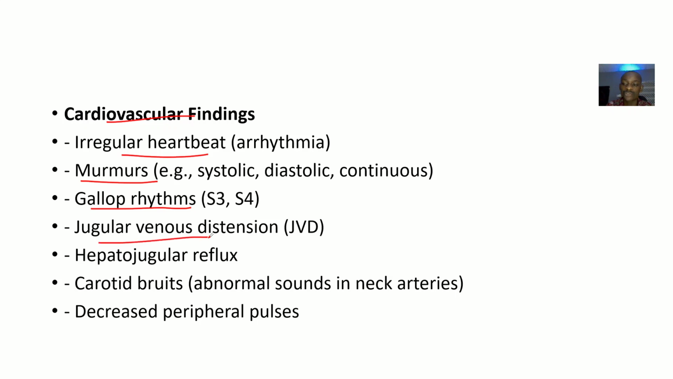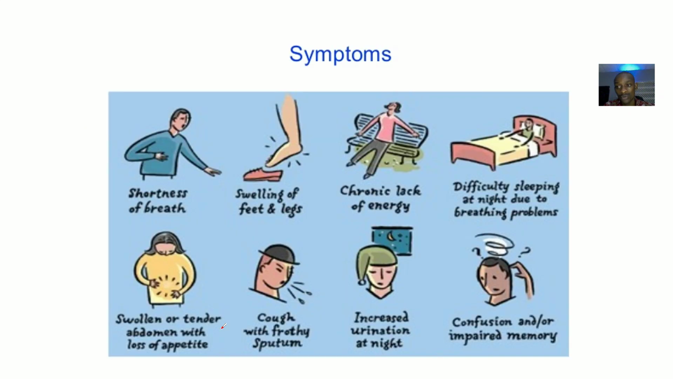They are checking the jugular vein. You're asking them to turn like this so that you can check the jugular vein and see if it is raised or distended. All right. Then also you're checking for hepatojugular reflex. You're checking for carotid bruits, which are abnormal sounds in the neck arteries. You are checking for decreased peripheral pulse.